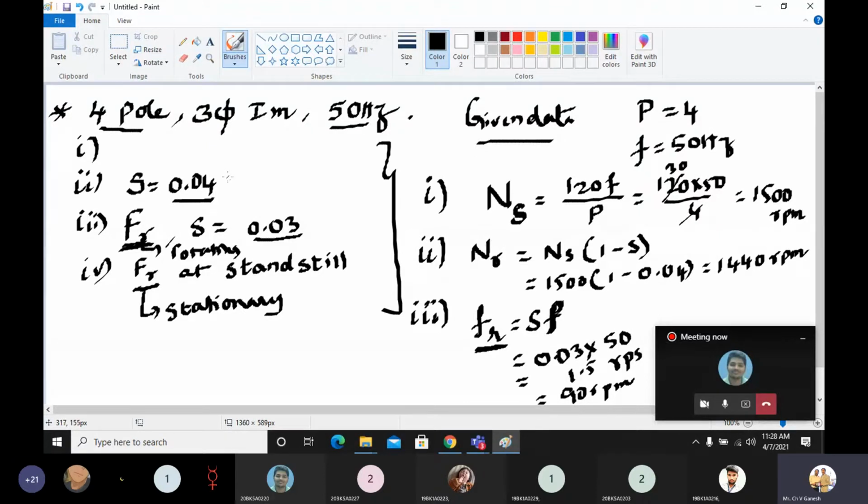Now, the last one. I need to find out the frequency of the rotor current when it is stationary, that is, at standstill. Standstill means stationary. Again the formula is the same: Fr is equal to S into F. The frequency is the same, 50 Hz. What is the value of S?